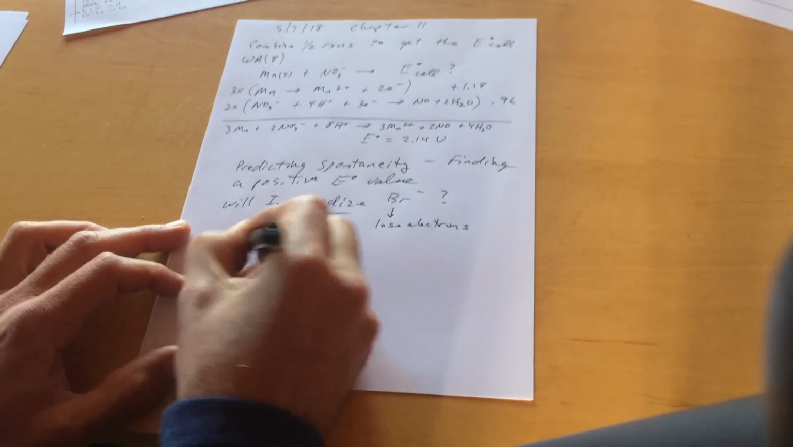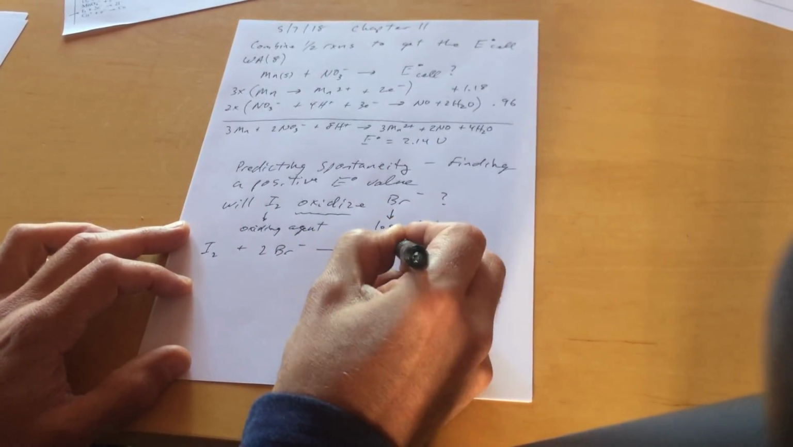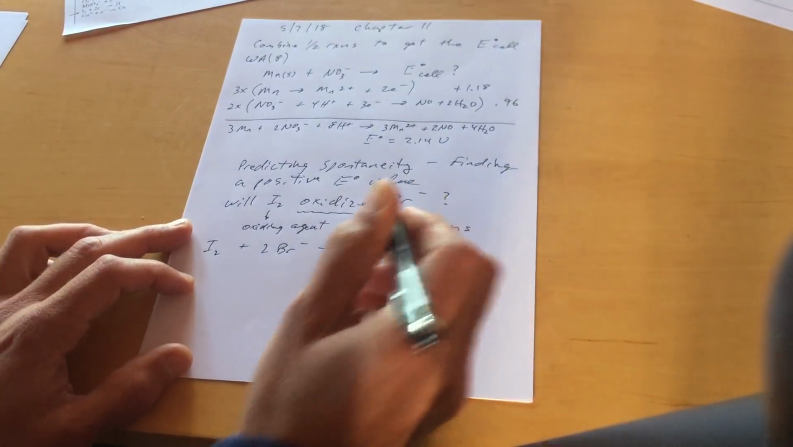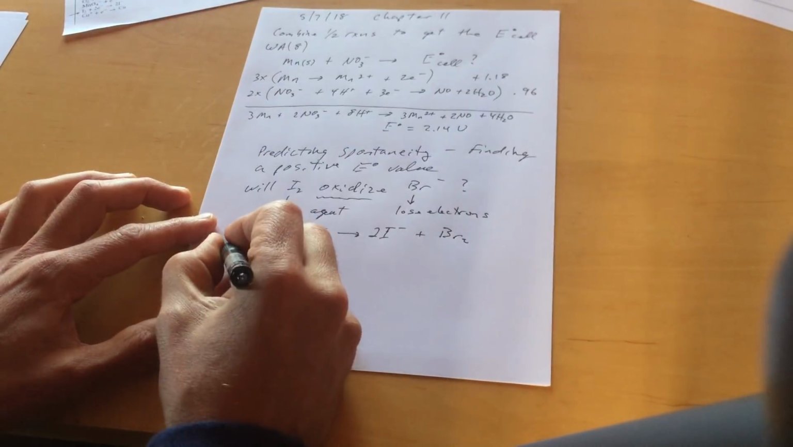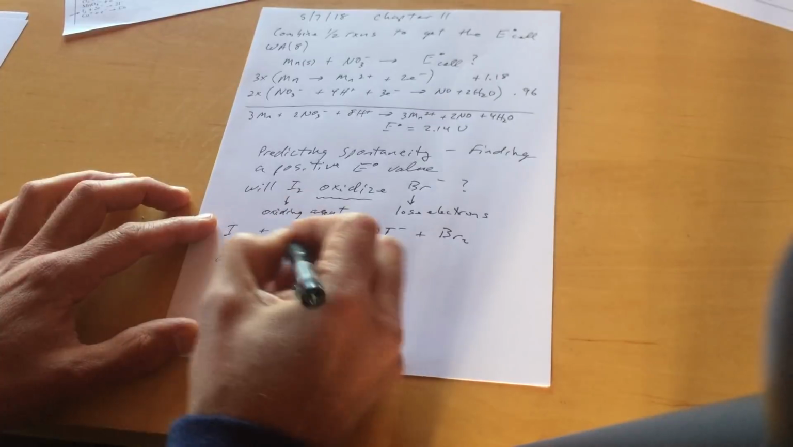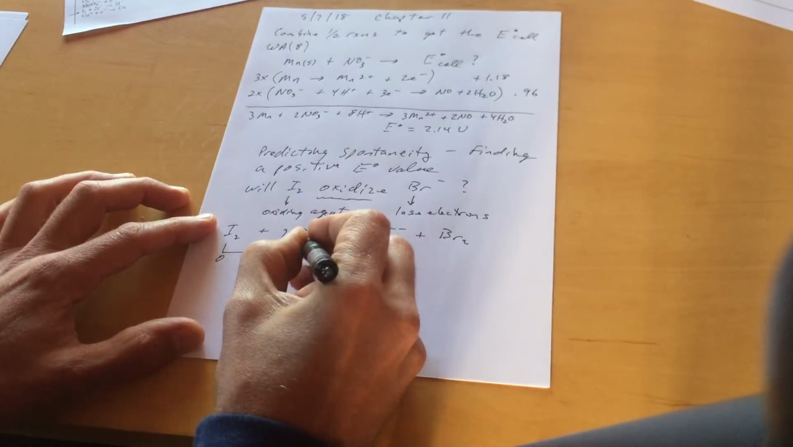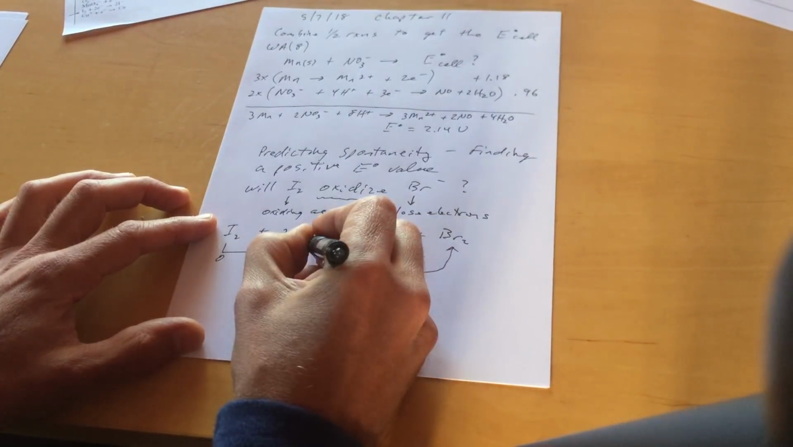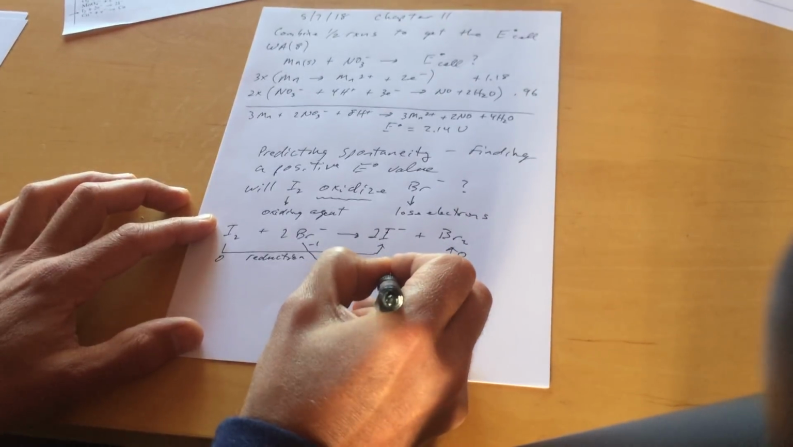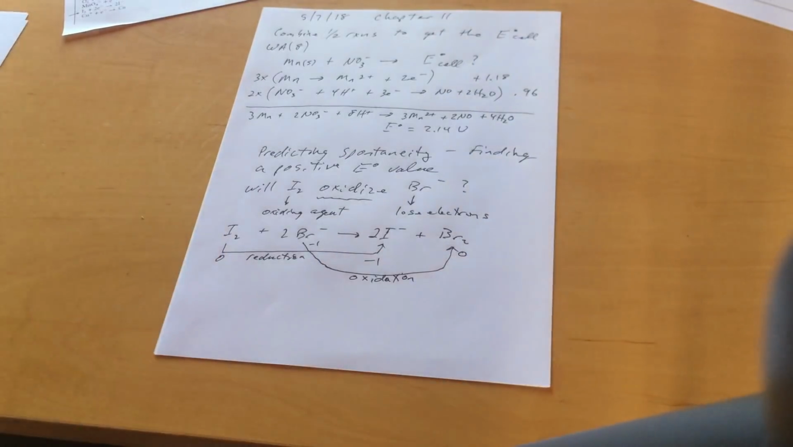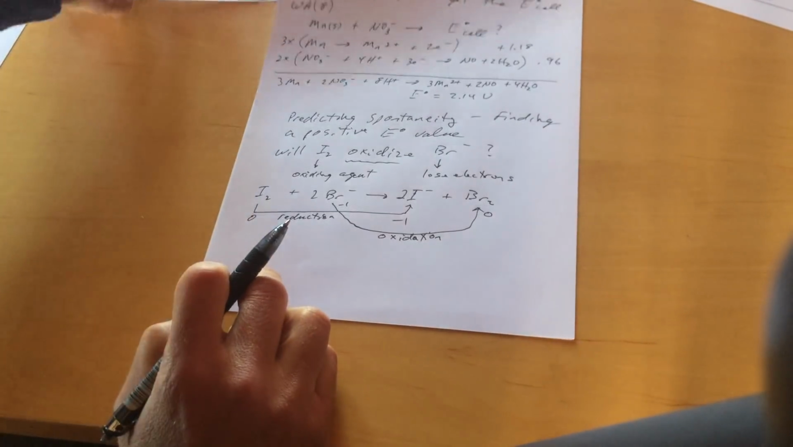I2 plus 2 Br- goes to 2 I- plus Br2. So we can take a look, make sure that the electrons are flowing in the way we think they are. So 0 oxidation state to minus 1 oxidation state, that is a reduction. And here we're going from minus 1 oxidation state to 0, and that is oxidation. Getting more positive and losing electrons.